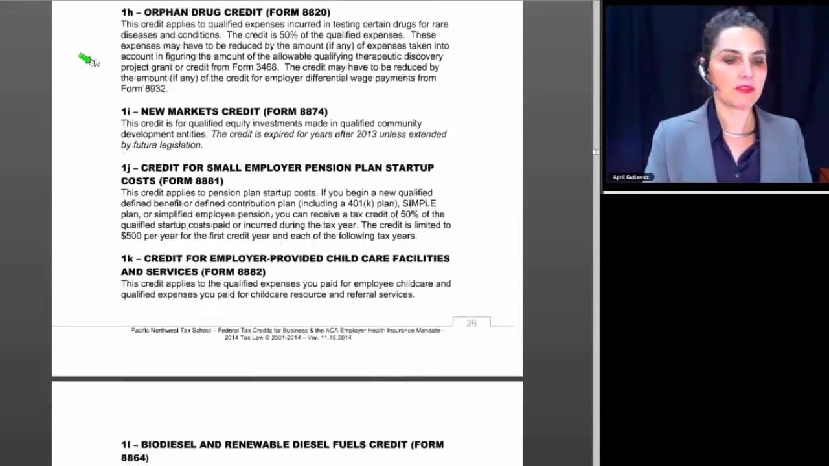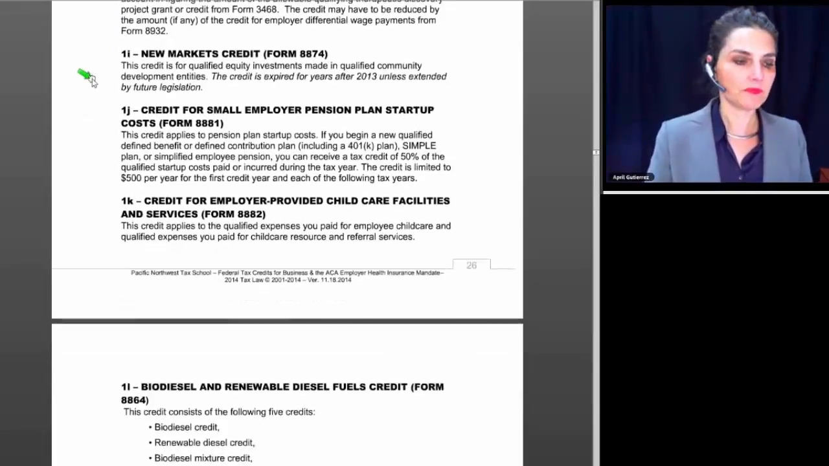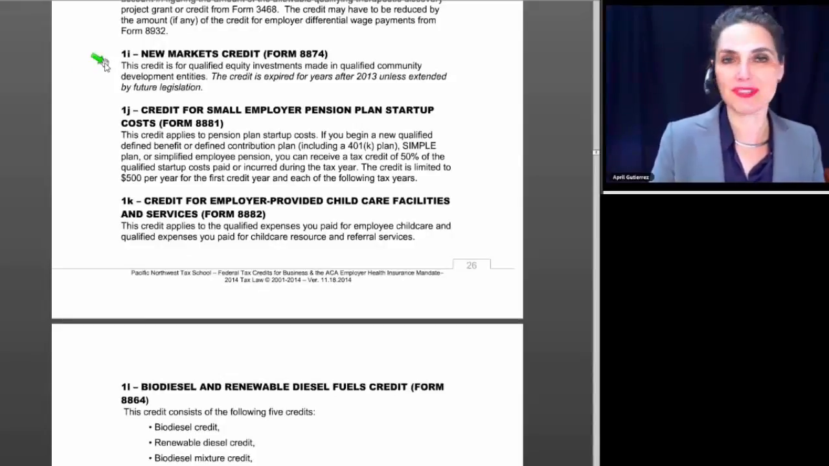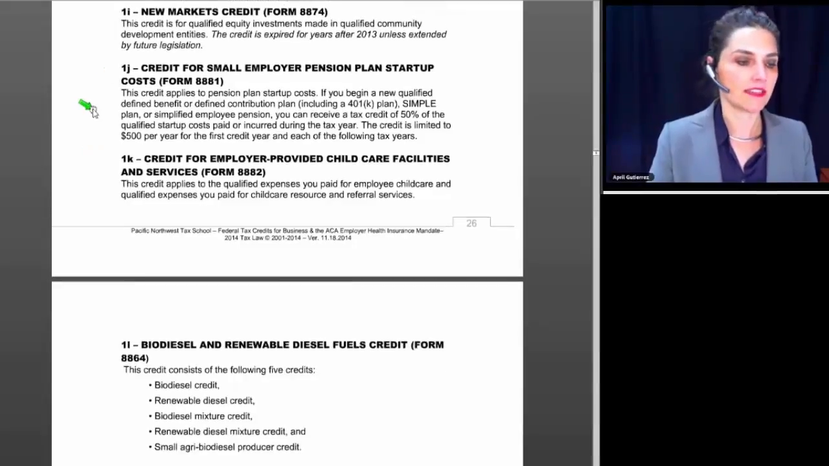The credit may have to be reduced by the amount, if any, of the credit for employer differential wage payments from Form 8932 as well. Next up, we have line 1I, where you figure the new markets credit from Form 8874. This credit is for qualified equity investments made in qualified community development entities. It is another one of the credits that is expiring after 2013 unless extended.